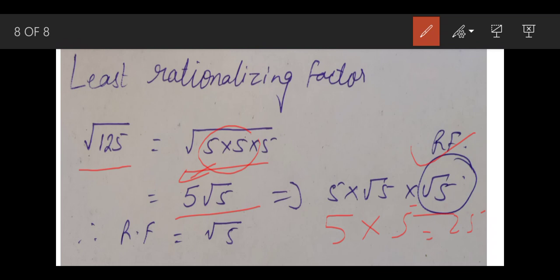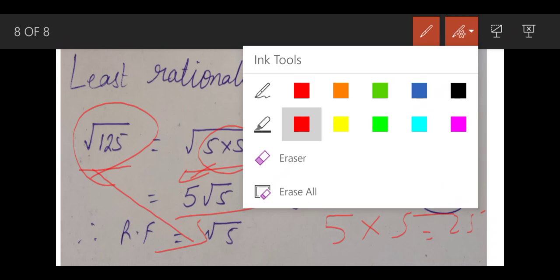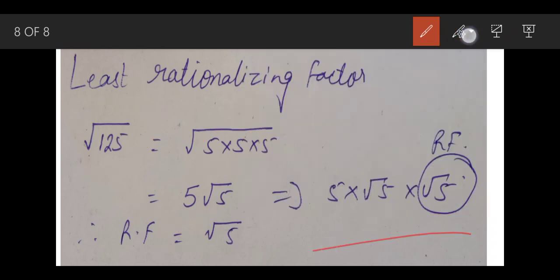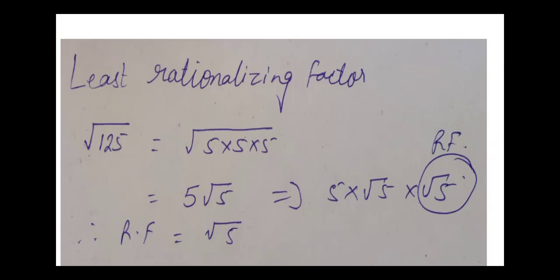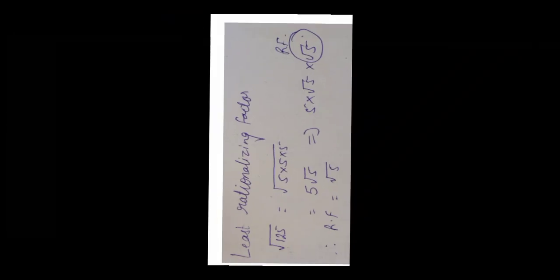So the least rationalizing factor of root 125 is root 5. And do remember, once again I am saying, we always have to find the least rationalizing factor, whether it is asked for or not. Thank you. Now we will solve a few questions.